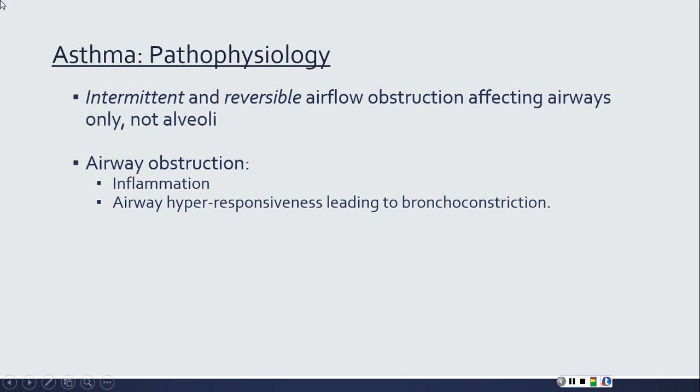So what is asthma? Well, this is important, this first sentence that we're talking about here. This is going to be a very important distinction, and we'll talk about it a little later. Asthma is an intermittent and reversible airflow obstruction affecting the airways only, not the alveoli. So this is an airway problem that is intermittent and reversible. Now, does that mean you can give them something and asthma is not going to occur anymore? No. That means these acute episodes of airway obstruction are reversible, in most cases. We'll talk about another condition later that's a little bit tougher to alleviate, but it's intermittent and reversible airflow obstruction.